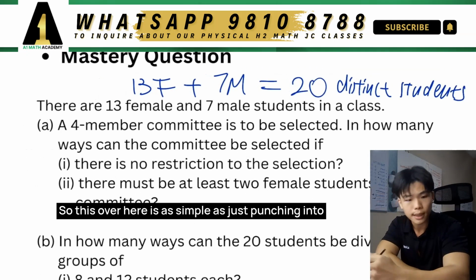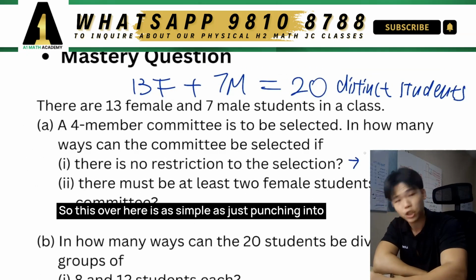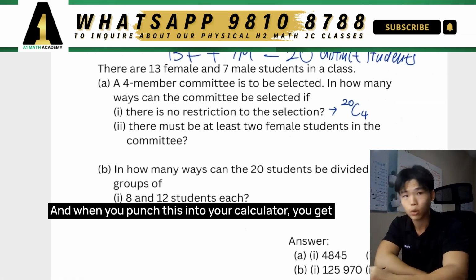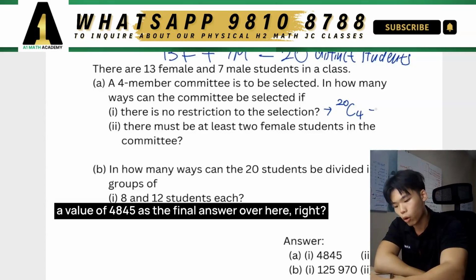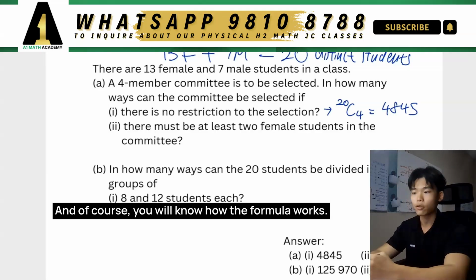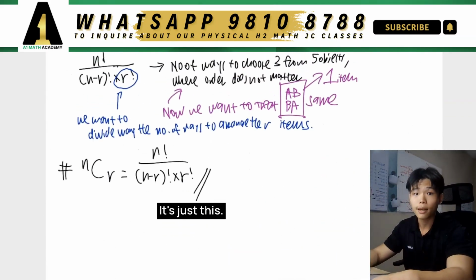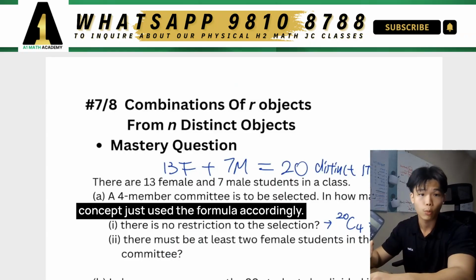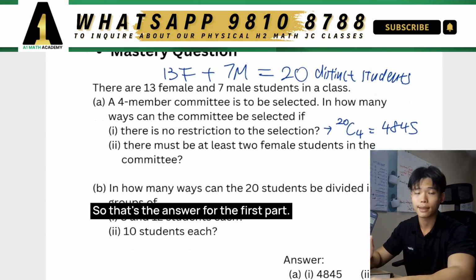So this is as simple as just punching into your calculator the value of 20 choose 4. When you punch this into your calculator, you get a value of 4845 as the final answer. And of course, you will know how the formula works, but honestly, in the exam, you know the concept, just use the formula accordingly. So that's the answer for the first part.